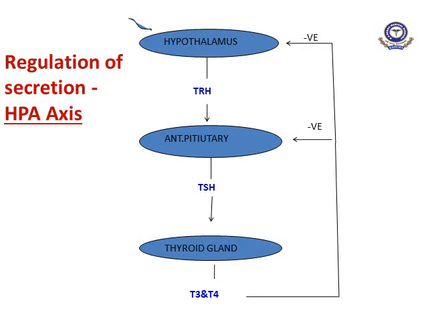Short loop is regulation through TSH. Hypothalamus is suppressed, right? Whenever regulation is by TRH, it's called ultra short loop regulation. So overall, the HPT axis is essential to maintain normal T3, T4 levels.